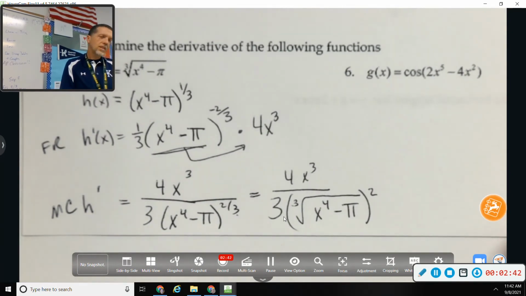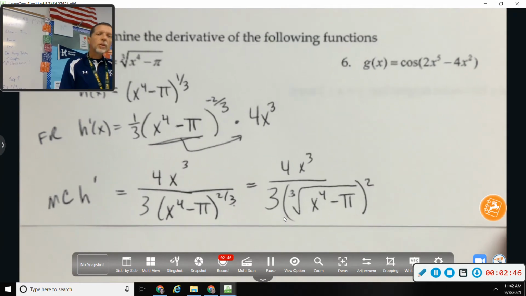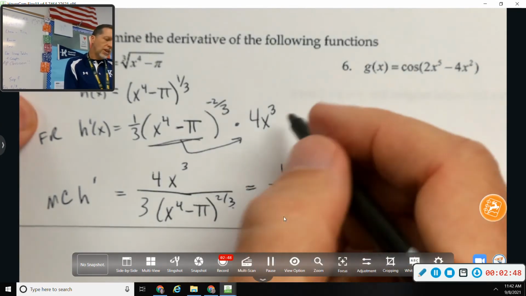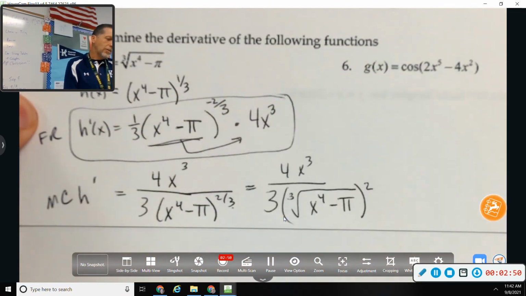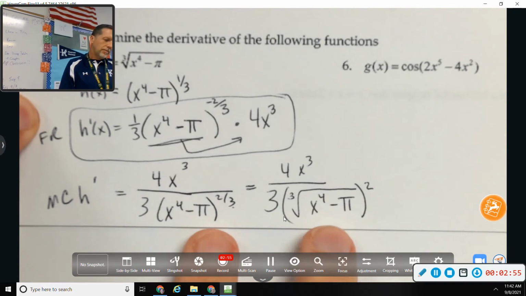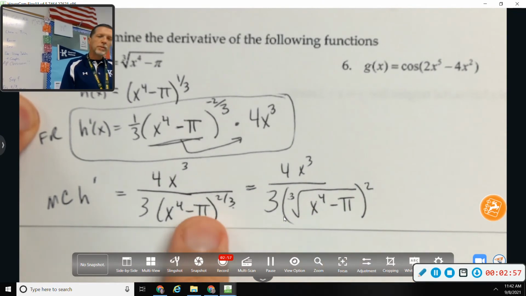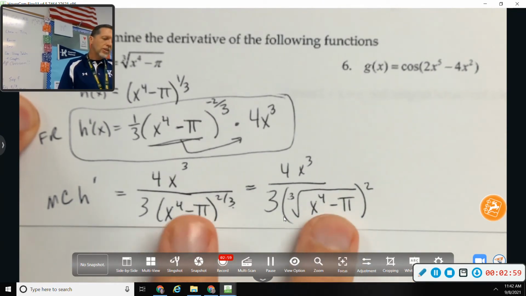Does it matter if we put the root or we just leave the exponent, the 2/3 exponent? If it's up to you, you would stop right here and say, the heck with all of that, I'm done. But if it's multiple choice, I would probably pick this one, but they could expect you to know that these are the same thing.